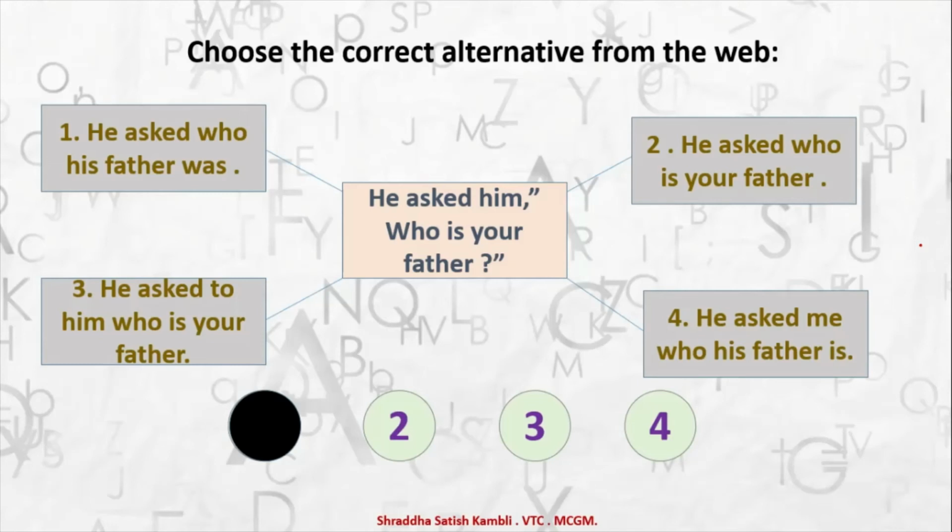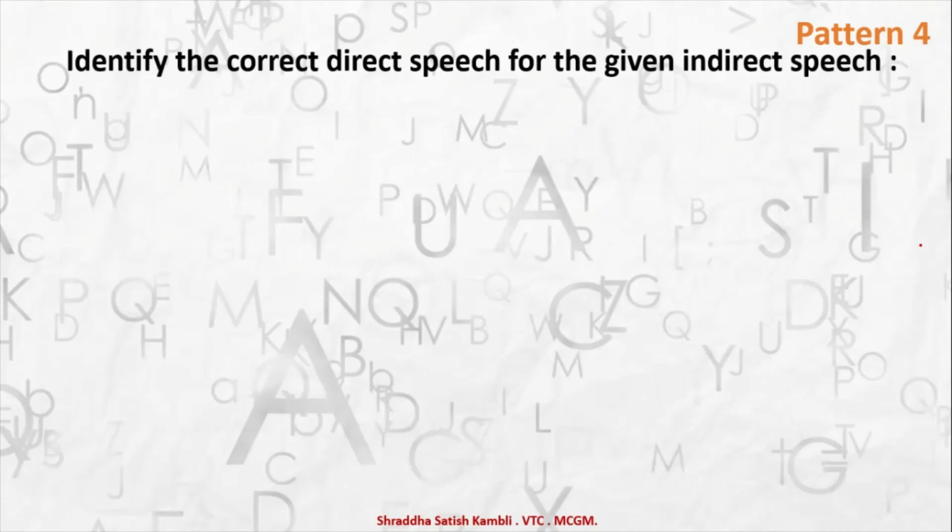Alright. Now we come to the next and last pattern, that is pattern 4 in this particular lesson. And here goes the question for you. Identify the correct direct speech for the given indirect speech. Sentence number 1 is here for you.